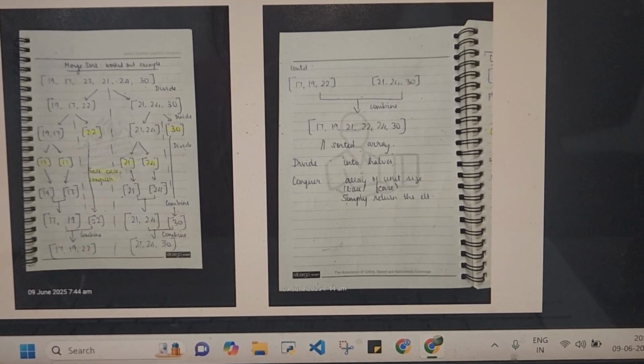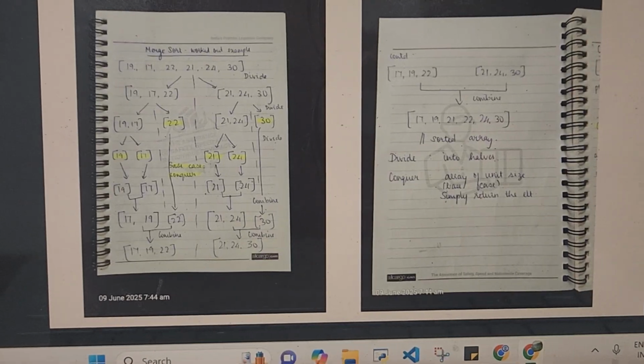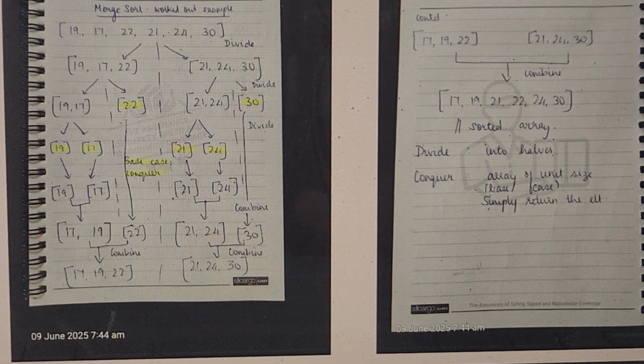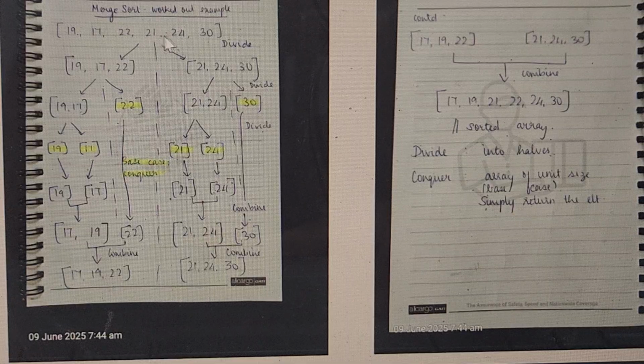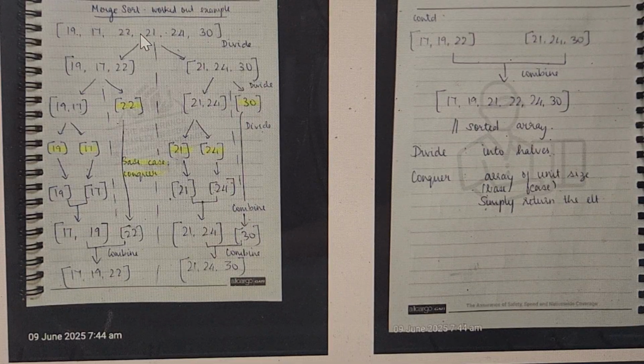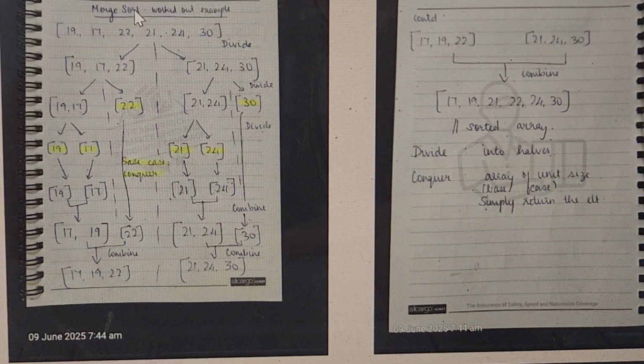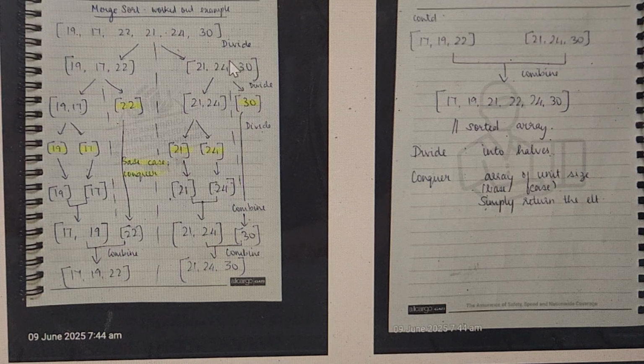So if you look at the first picture on the slide, your input array is 19, 17, 22, 21, 24, 30. This is, as you can see, an unsorted array of size 6 if I'm not wrong. When you apply merge sort on this, the first thing that happens is this gets split into two halves of 3 elements each. 19, 17, 22 is one subarray, 21, 24, 30 is one subarray, and this is a divide step.